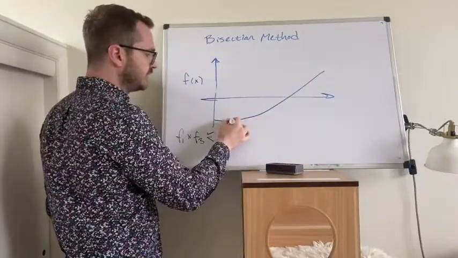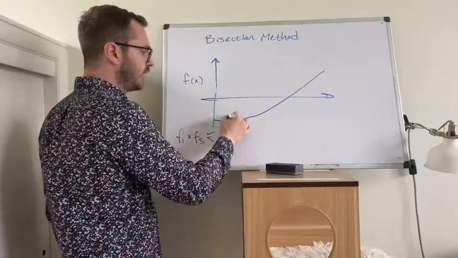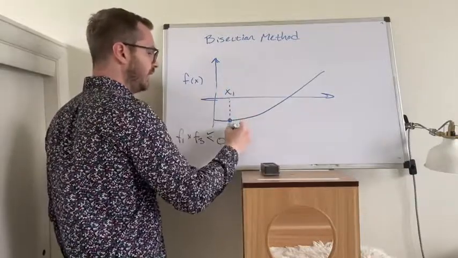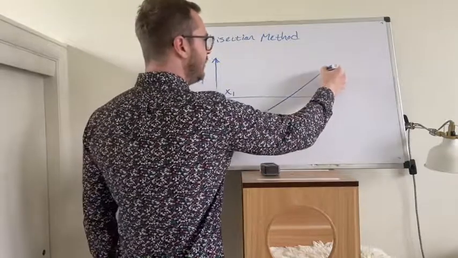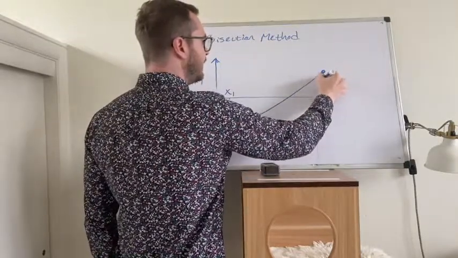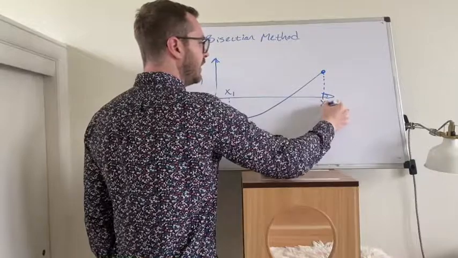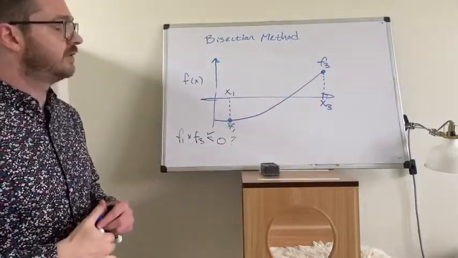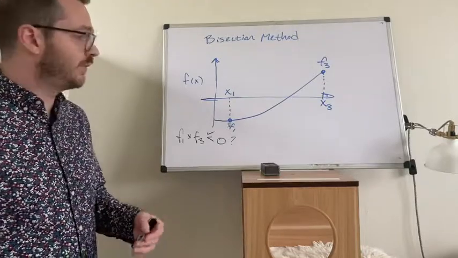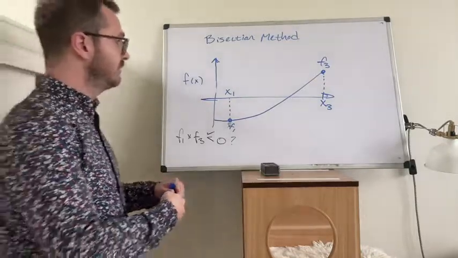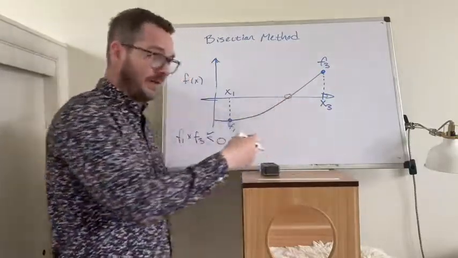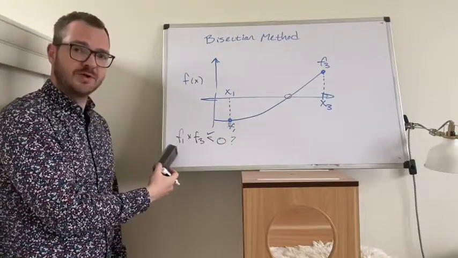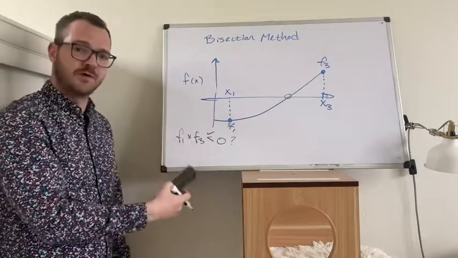So our original x1 was right here. Let's say x1 and f1. And then we had this new point over here at the end of the interval, which was x3, and here was f3. So now we have a new interval to look at, and we want to find the root. Well, where's the root? Right there. How can we do it? We just need to keep applying the mean value theorem over and over again.